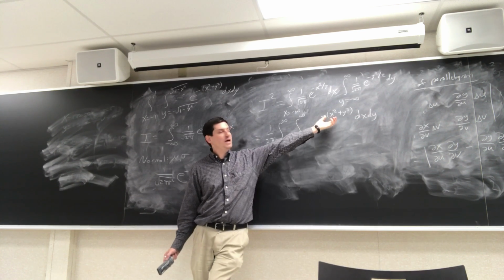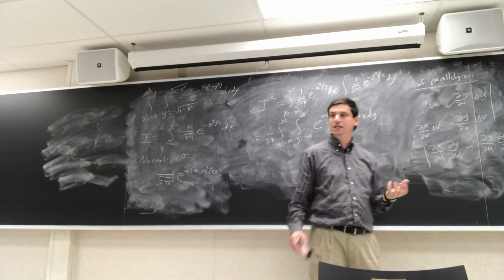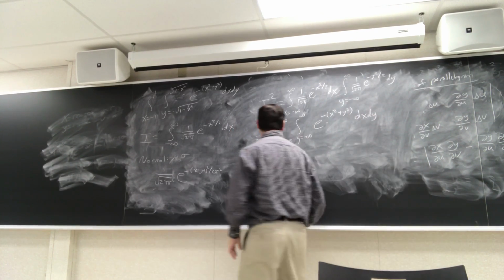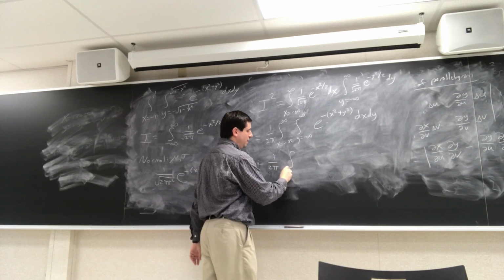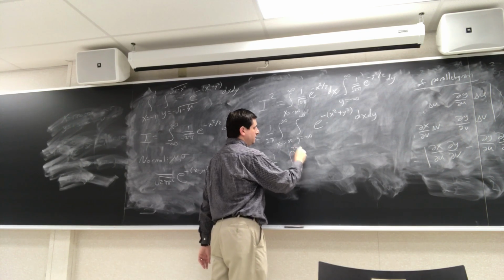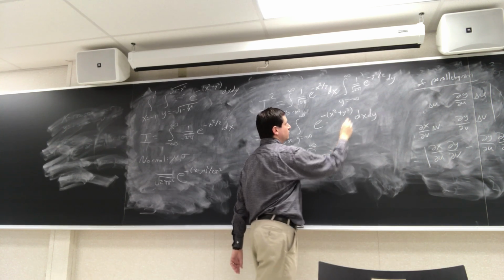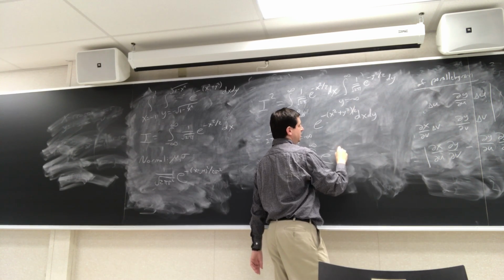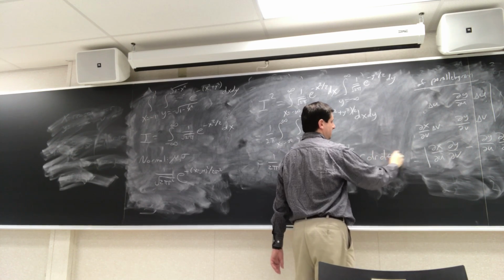Since the integrand only depends on x squared plus y squared, let's try polar coordinates. So this is the same as 1 over 2 pi, the integral theta goes from 0 to 2 pi, integral r goes from 0 to infinity, e to the negative, oh, that should be over 2, e to the negative r squared over 2, r dr d theta.